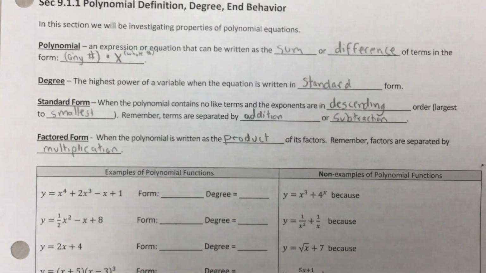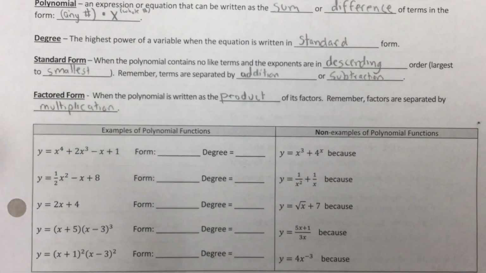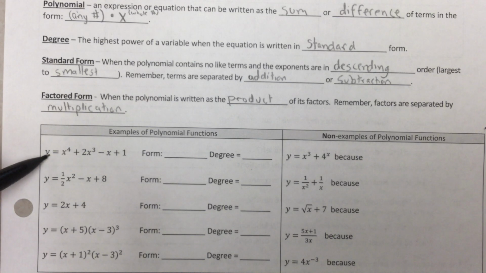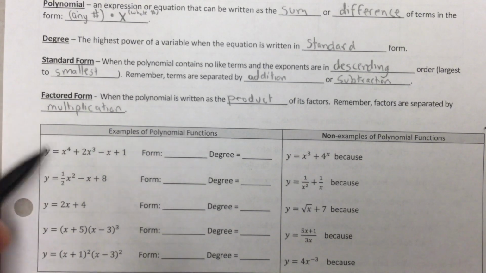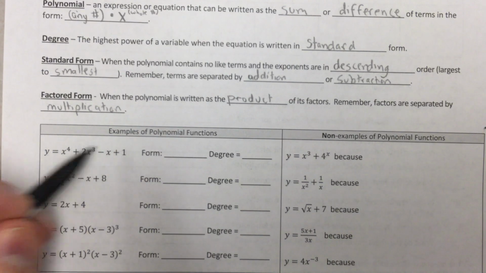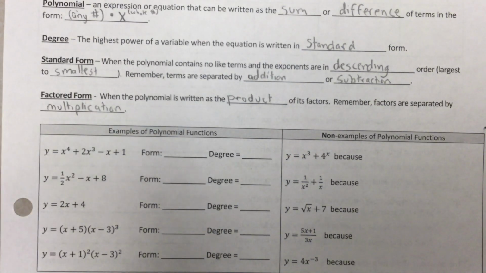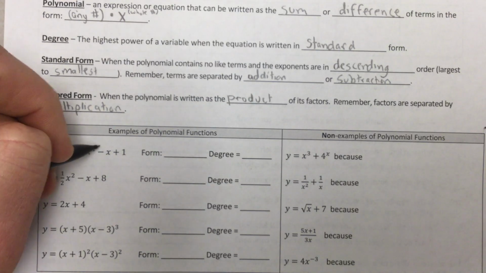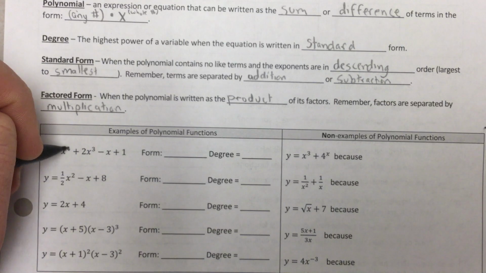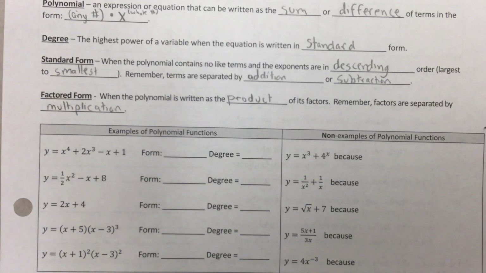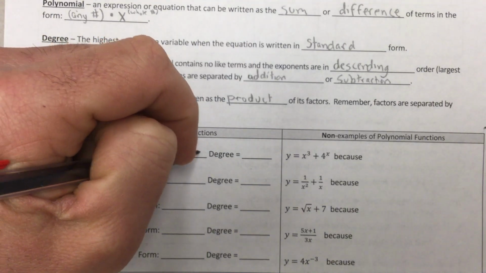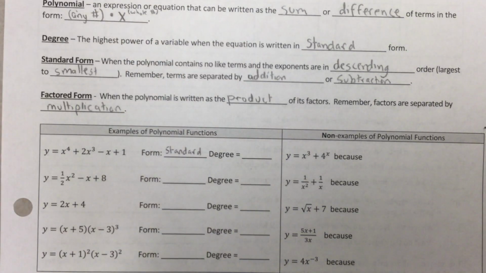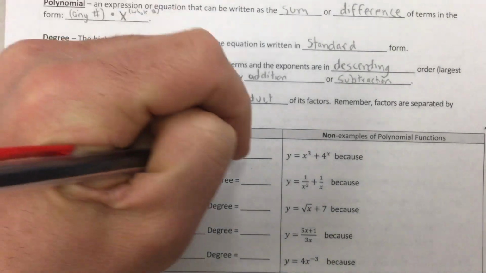All right, so here are some examples of polynomials. This is an example of a polynomial: x to the fourth, 2x to the third minus x plus 1. All of my exponents are whole numbers. So this is in standard form. Standard form, again, when they're written in descending order, and all my exponents are whole numbers. And then the degree is the highest exponent when it's in standard form. So in this case, it's a degree of 4.